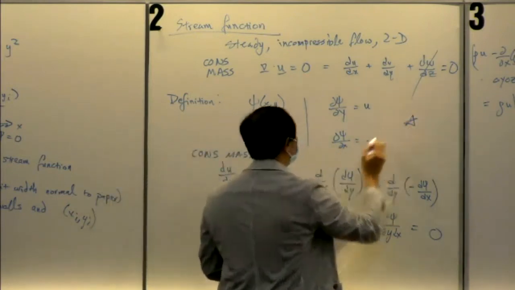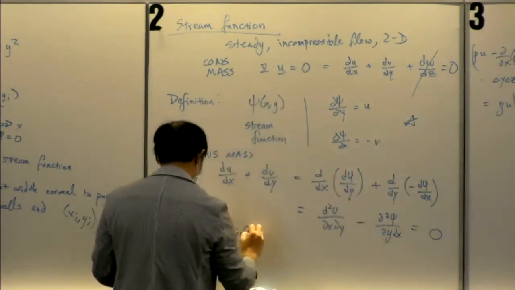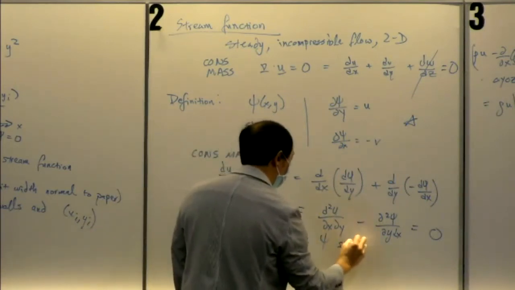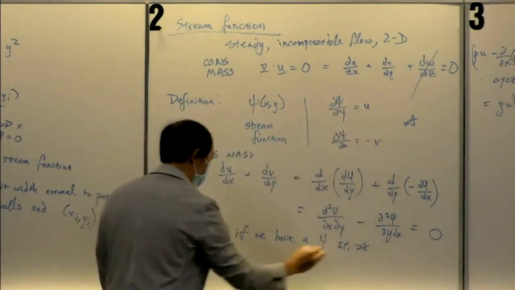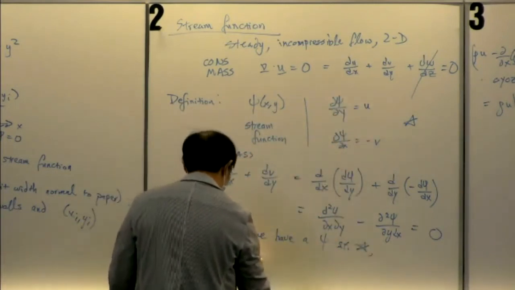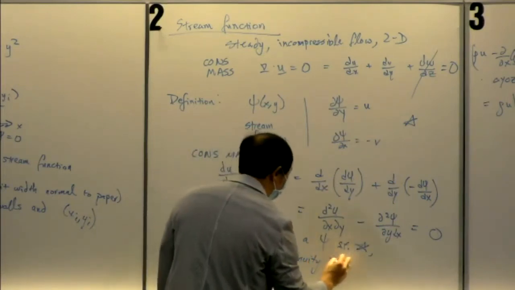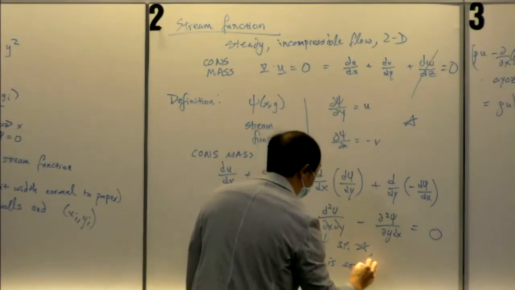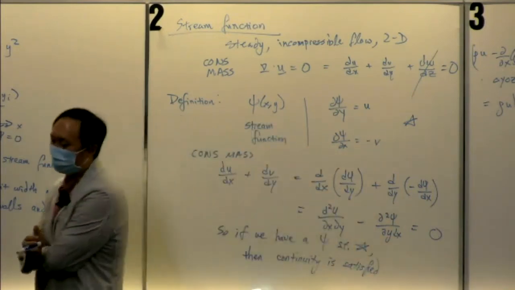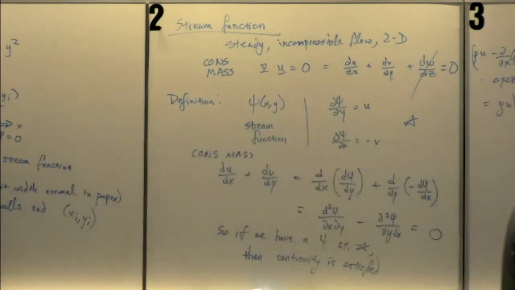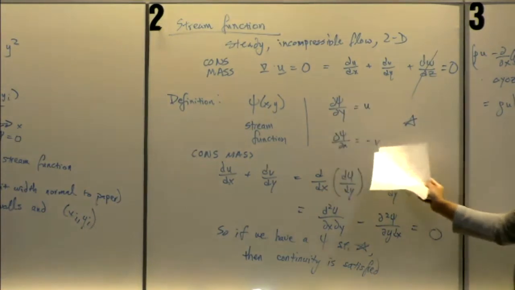So I'll put this star, and so this says, if we have a stream function such that star, if it satisfies this relationship, then continuity is satisfied. And you're only going to be working with physical flow fields. We don't want flow fields that just accumulate, not satisfying conservation of mass. So basically, all the problems in the quiz, we're going to work with them so that they have these relationships.